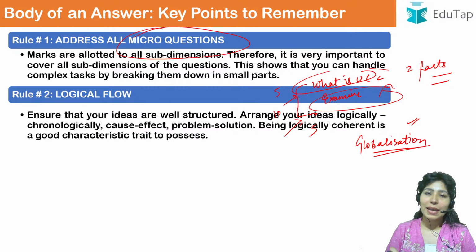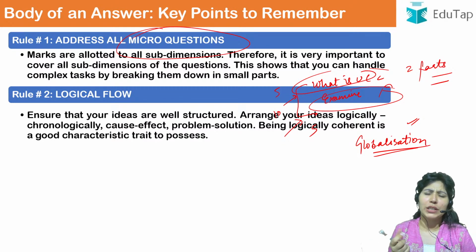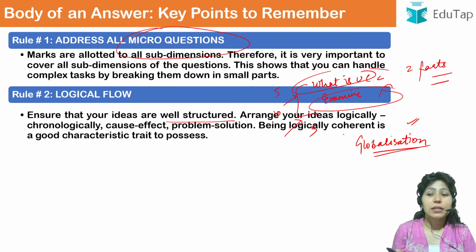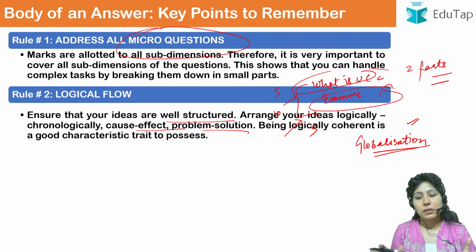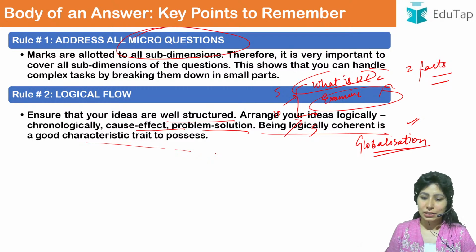So always put the recent context and the most relatable, most important points first. The peripheral points, which you are not sure whether you should be writing or not, should come later. To ensure that your ideas are well structured, arrange your ideas logically and chronologically. Cause effect, problem solution, all these should be answered logically. Being logically coherent is a good characteristic trait to possess.